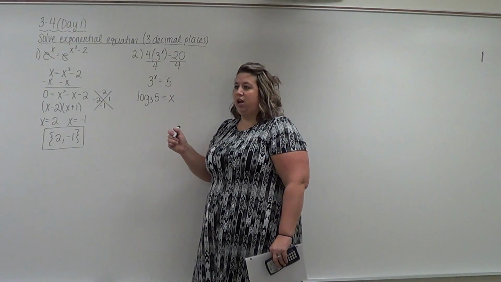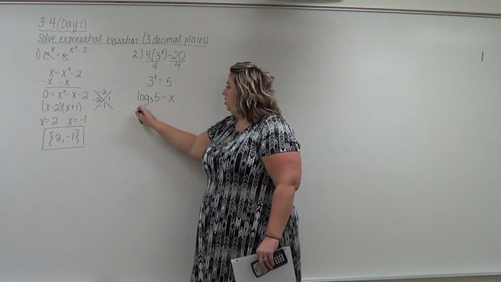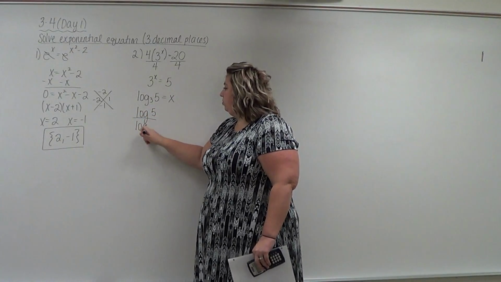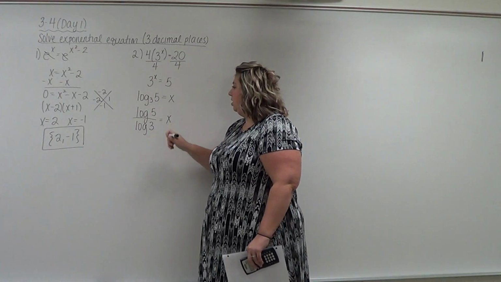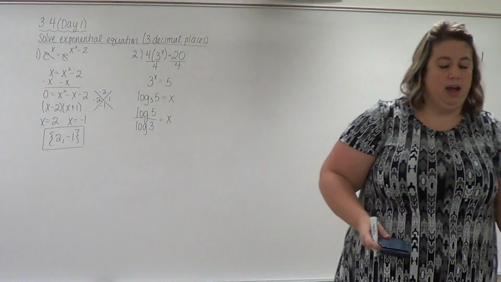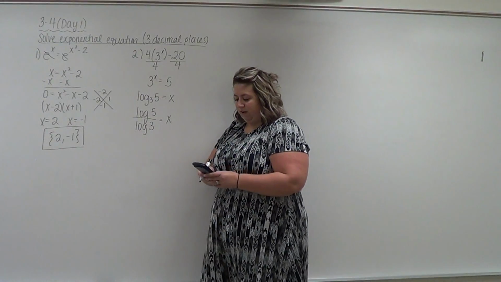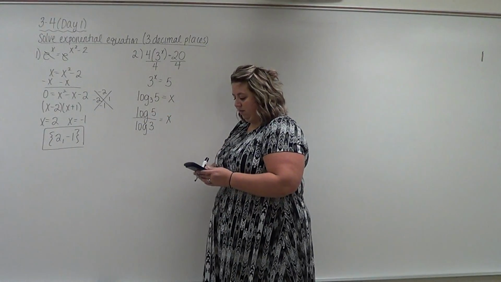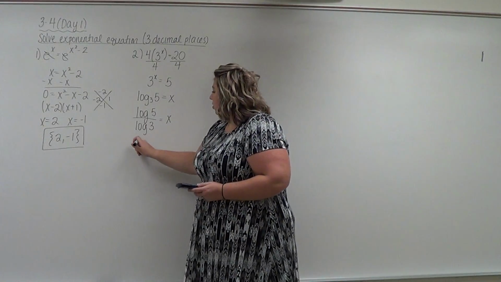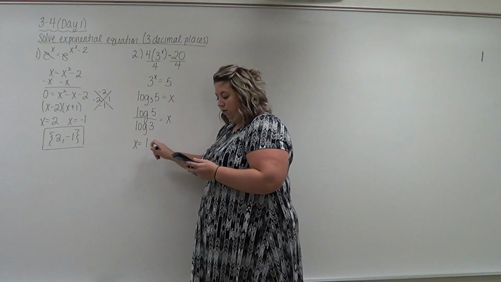Okay, then we talked about yesterday, how do I solve this? Well, I use the change of base formula. So in my calculator, I would do log 5 divided by log 3, and then I would solve that. Make sure when you're doing it in your calculator, mine has a parentheses that pops up when I put a log. So when I put log 5, I have to end my parentheses before I can divide by log 3. We're going to go to 3 decimal places, so this would be x equals 1.465.